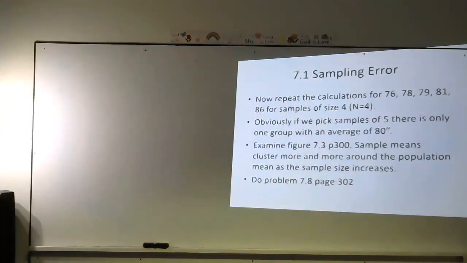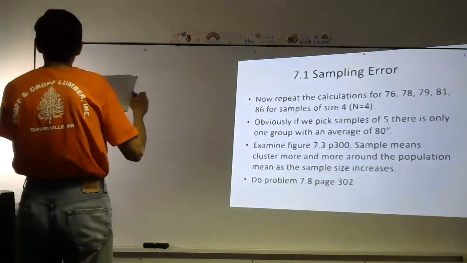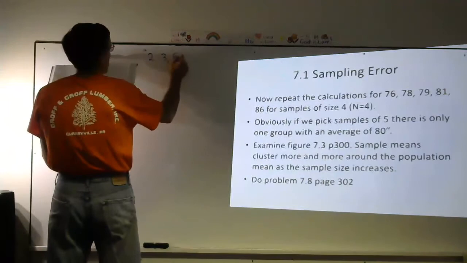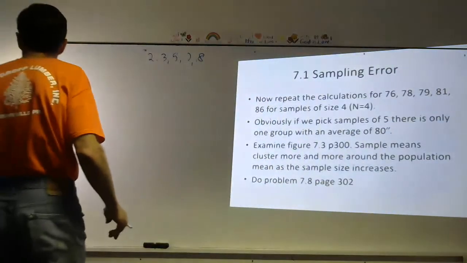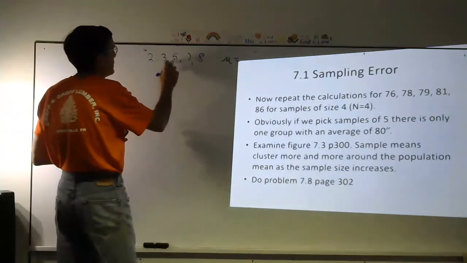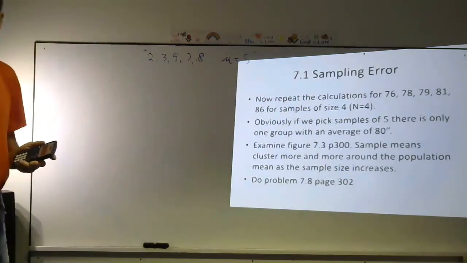We want to do page 302, problem 7.8. 7.8 on page 302 is very similar to what we were just doing, okay? In 7.8, I've got data 2, 3, 5, 7, and 8. And I want to do the same kind of thing we just did. First, let's find the population mean, mu. Add these up, 15 and 5 is 20, 25 divided by 5. The population mean is 5, okay?